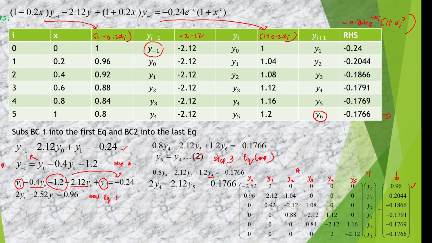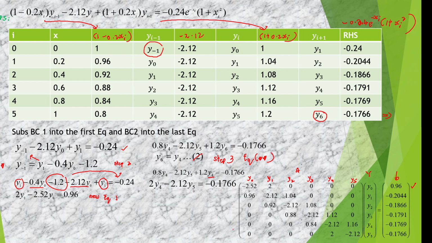The rest you copy down. So you have 0.8 y4 plus 1.2 y4, total is 2 y4 minus 2.12 y5 equal to negative 0.1766. And then you put it up to the last row of your linear system AY equal to B. You start from y4, which is 2, y5 is negative 2.12, and the right hand side is negative 0.1766.